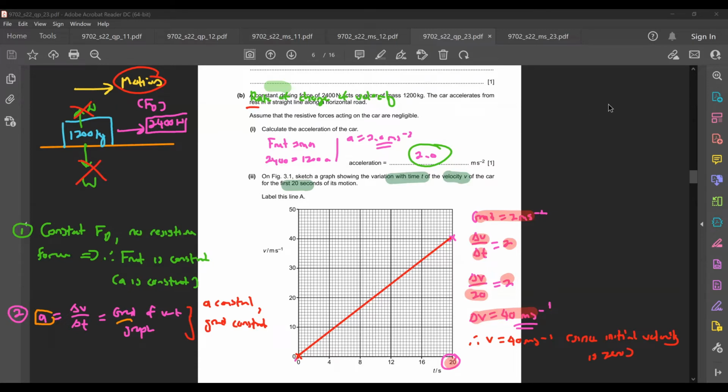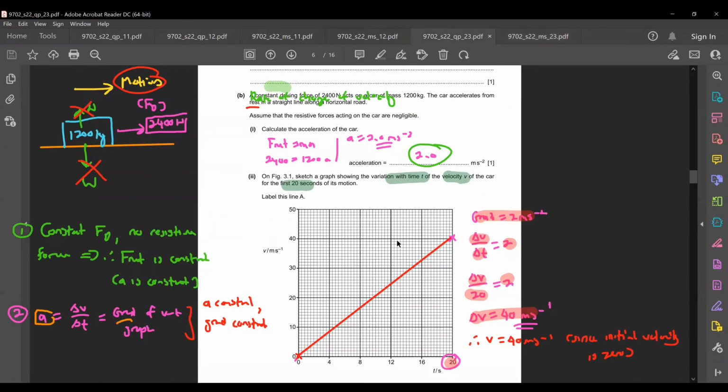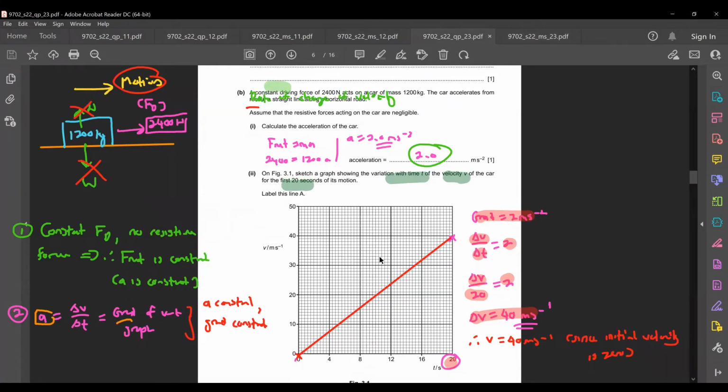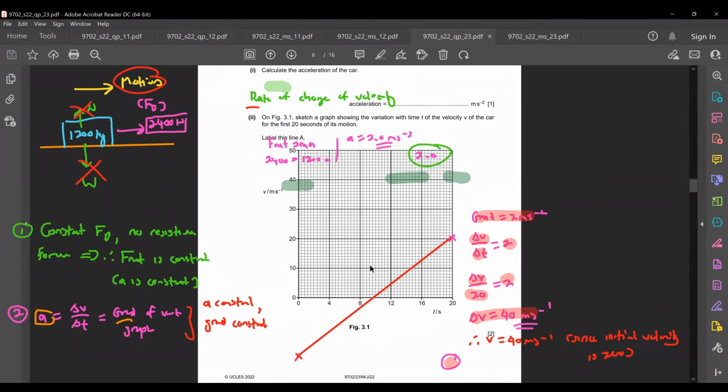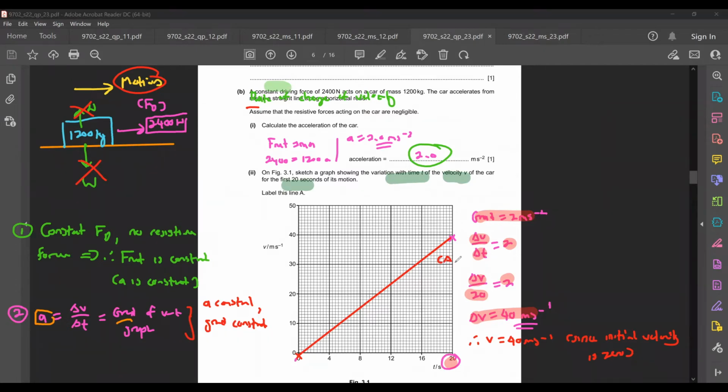Okay, but let's double check your answer. They tell you straight line with origin with positive gradient, label A and then ending at (20, 40). (20, 40) here is actually your coordinates. This one is your x-axis value, 20 seconds. This is your y-axis value, 40 meter per second. Okay, so this is for this. Then the next question will ask you to do something else again with this diagram. They ask you to label this line A. Okay, so let's label this line A.